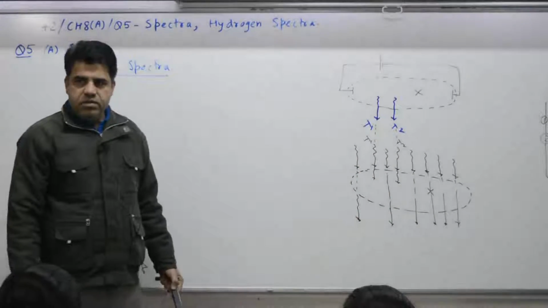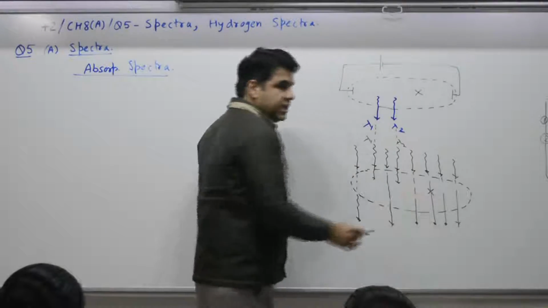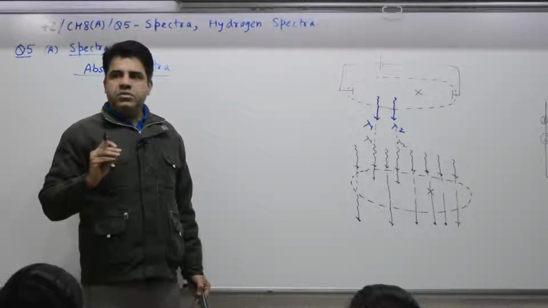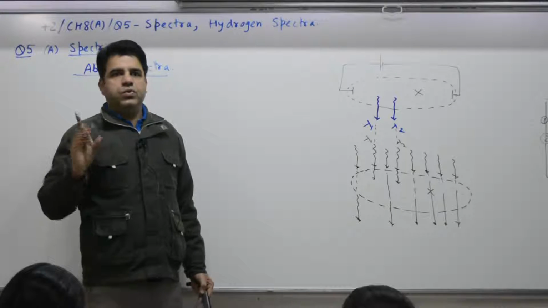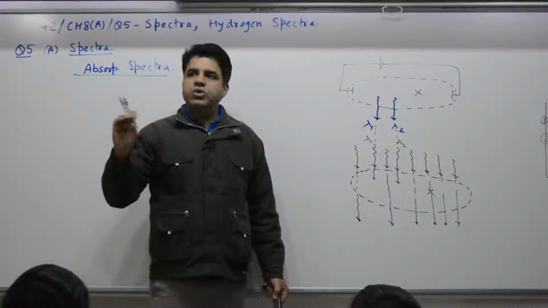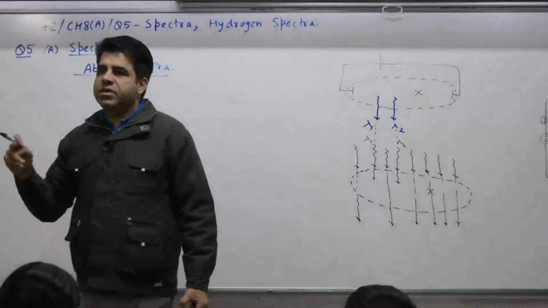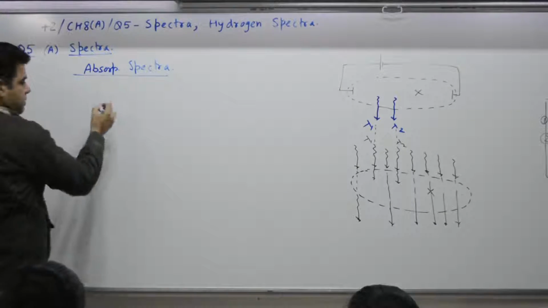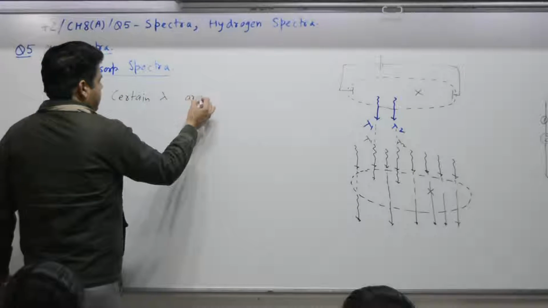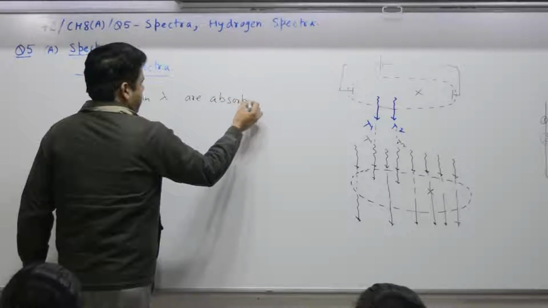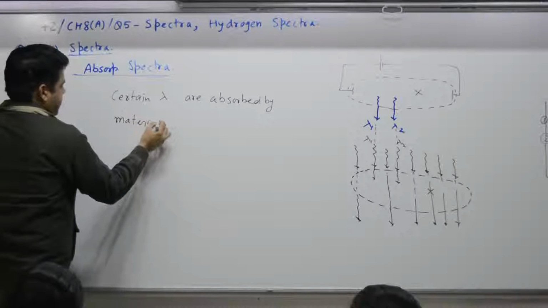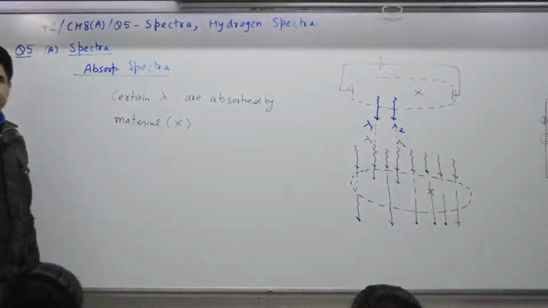Why? Because this material X has absorbed these wavelengths. Why has it absorbed? A good absorber is a good emitter also. So a material which emits a particular wavelength, when allowed to absorb, will absorb the same wavelengths. So what is absorption spectra? Certain wavelengths are absorbed by material. Here the material is X.